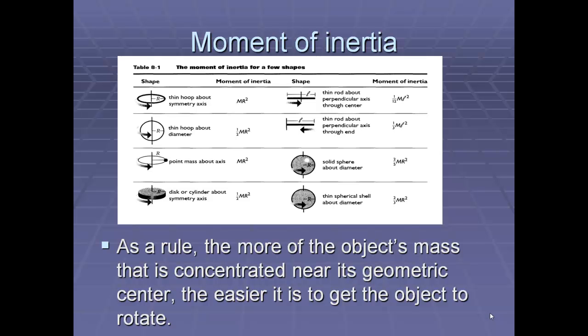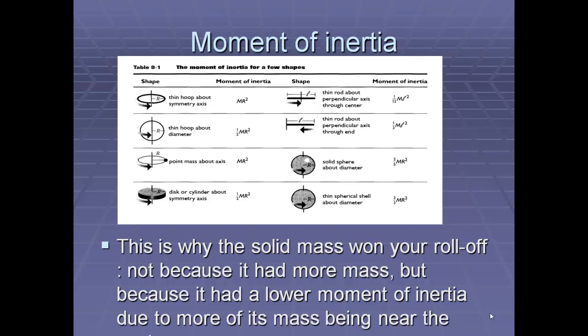So all other things being equal, if we had a solid object and a hollow object that were both round and had the same mass and radius, the thin spherical object would have a greater resistance to a change in its state of motion. This is why the solid object should have won the roll-off that you had. It has a lower resistance to a change in its state of motion.